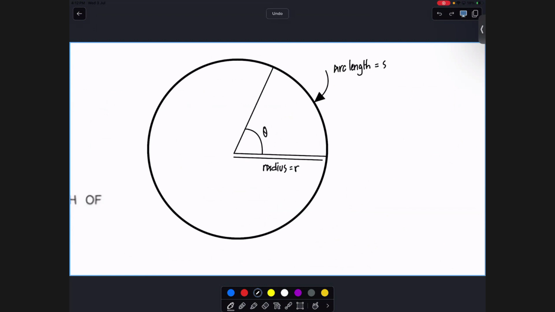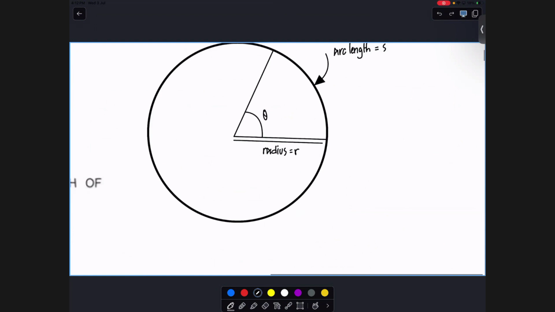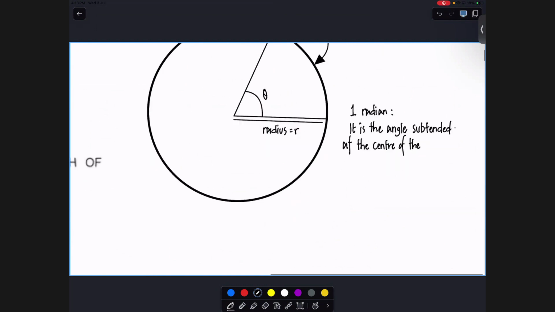So the definition of 1 radian: it is the angle subtended, meaning created, at the center of the circle, such that, an important part, the radius is equal to what? Is equal to the arc length.